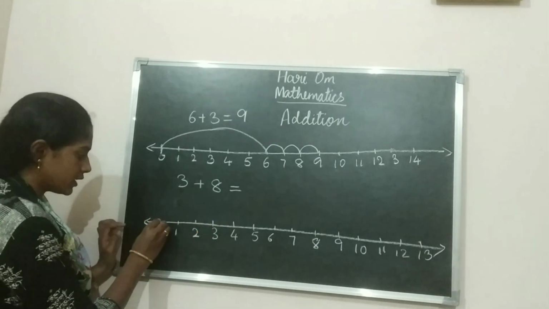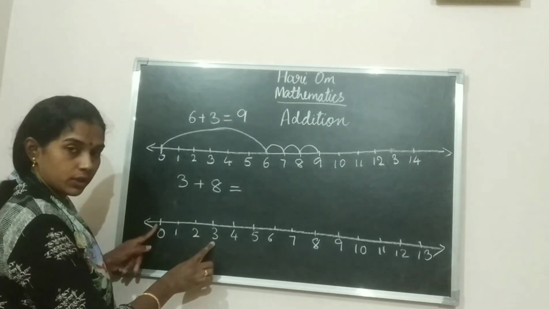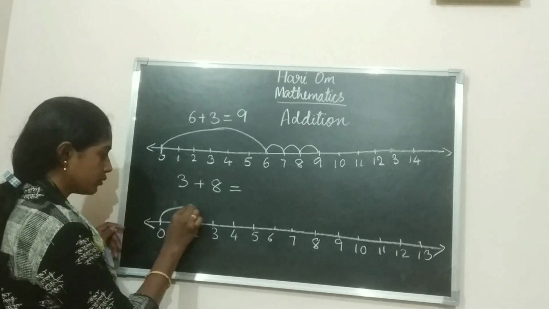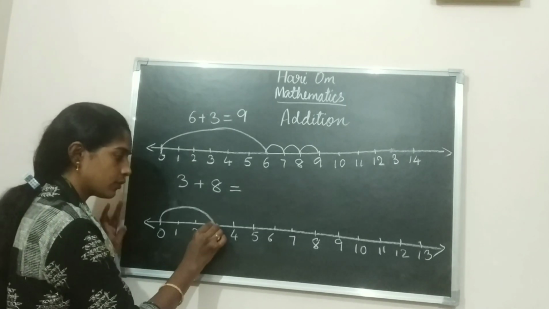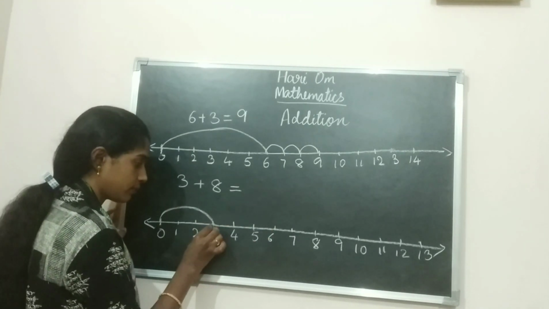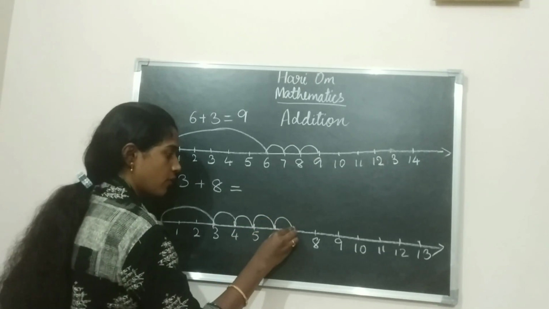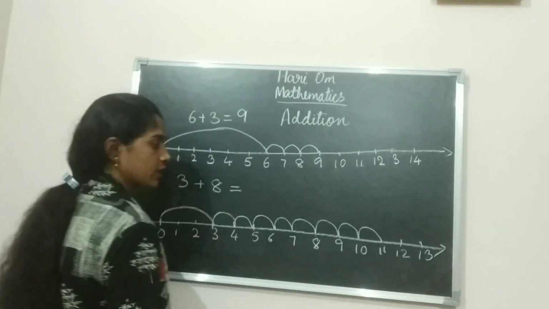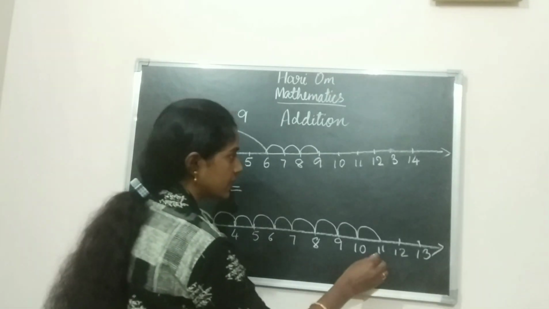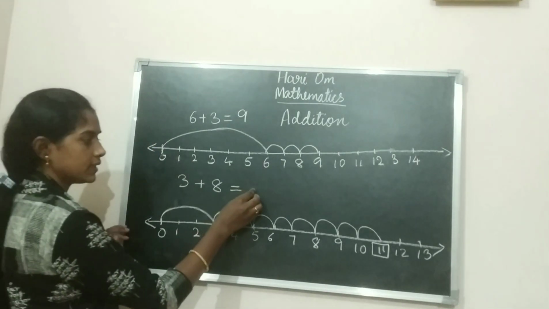So we are going to begin from 0 and what is the first number? 3. So where is 3? We are going to jump to 3. 0 to 3 plus 8. So from 3 we are going to jump 8 times. So from here 1, 2, 3, 4, 5, 6, 7, 8. So what is the answer here? It is 11.